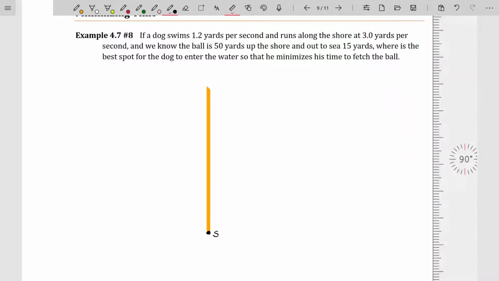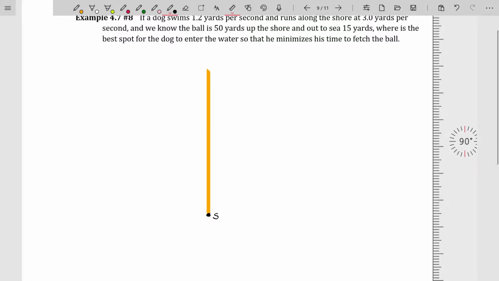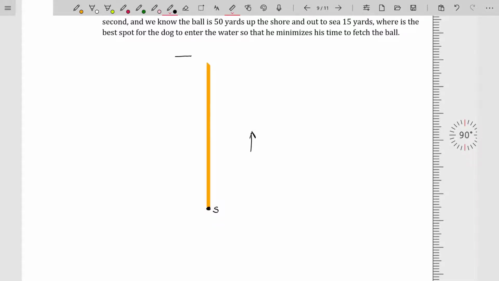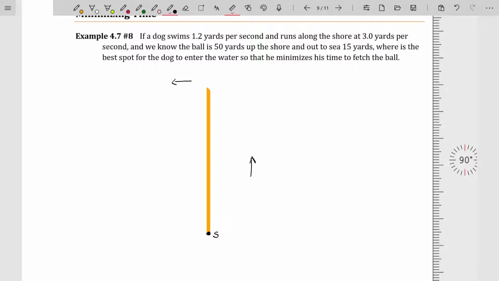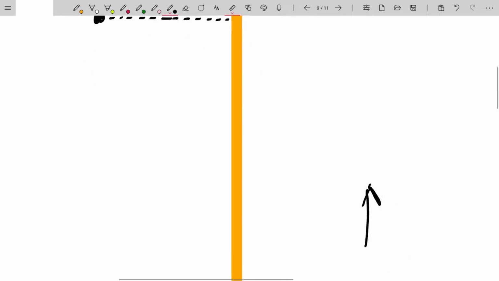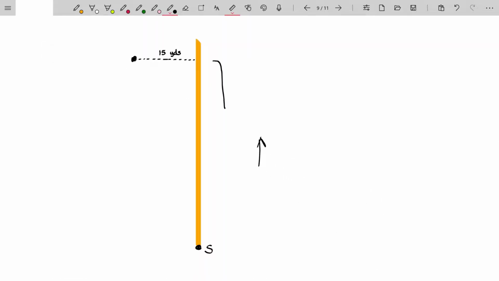And we throw a ball, according to this problem, 50 yards up shore and then 15 yards out into the sea or the ocean, whichever you prefer. So it'll go up 50 yards and out 15 yards. Let me go ahead and just pretend that that's like right here. So that point is out 15 yards. Let me zoom in and label that this distance right here is 15 yards out into the water, 15 yards. And the distance up, this distance right here, is a total of 50 yards.